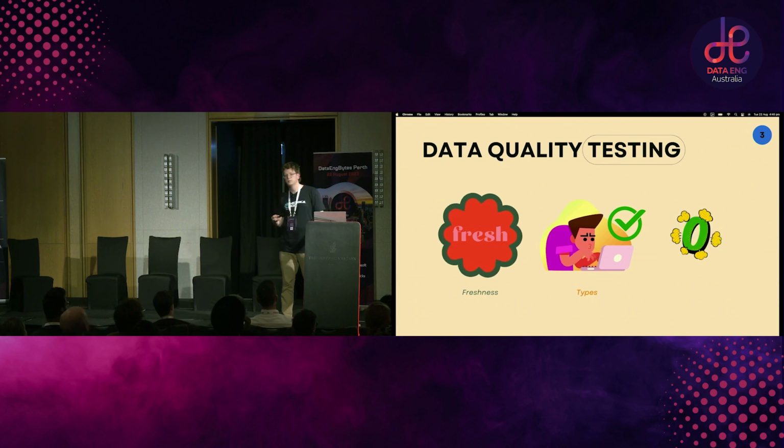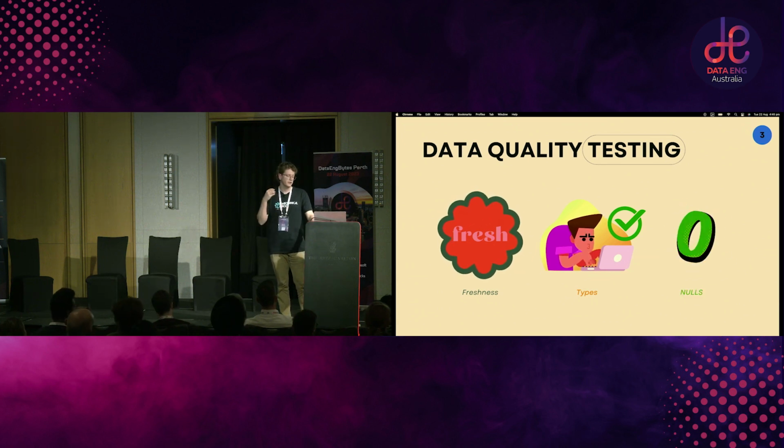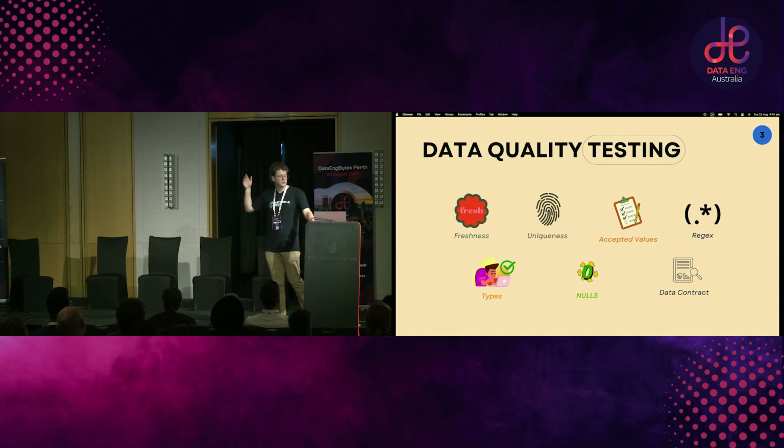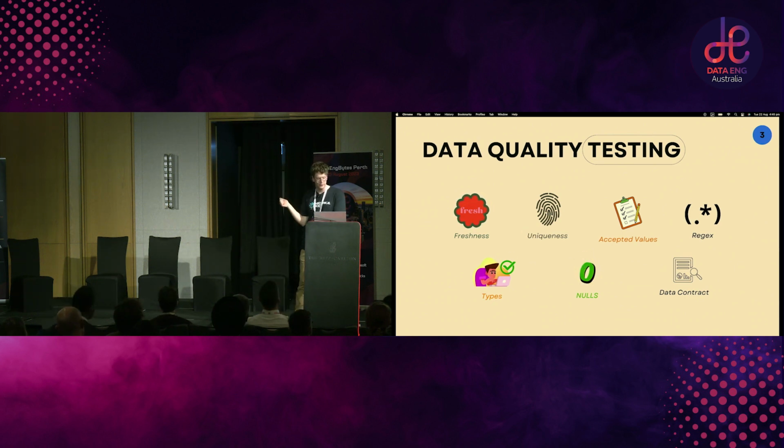Types, making sure that the type of data coming through my pipeline is correct, and nulls. This is a bigger list of the ones that I use. It's certainly not exhaustive, but I like them. Things like uniqueness, accepted values, regex types, and a data contract, which was touched on by Chad.